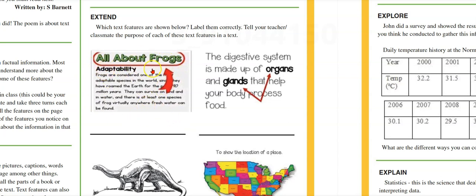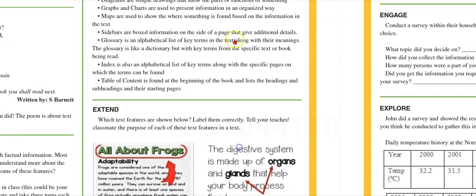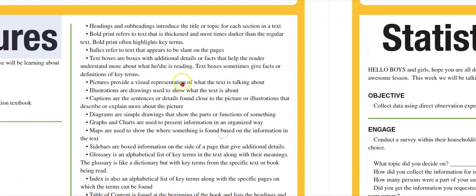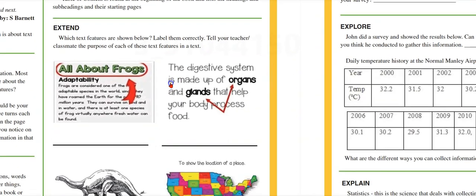So adaptability. Frogs are considered one of the most adaptable species in the world since they have roamed the earth for... All right. So here we have these words in bold. So that means that these would be, according to this, some form of key term. Bold text highlights key terms. All right, bold print highlights the key terms. So we have bold print here.